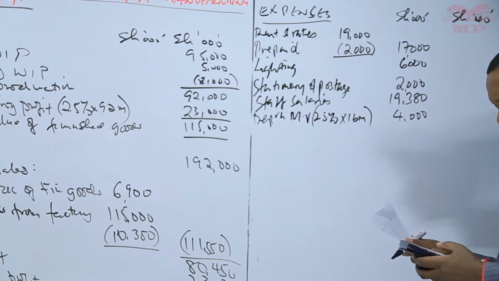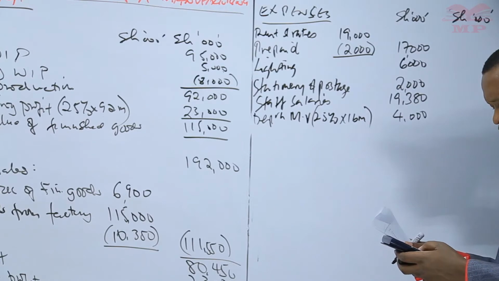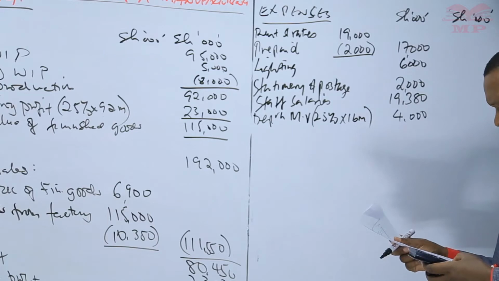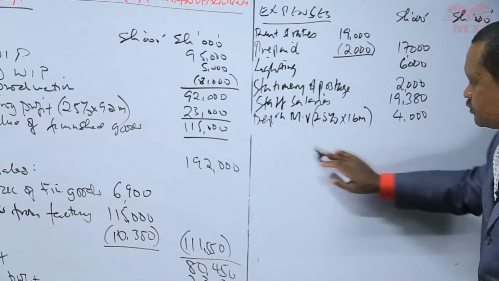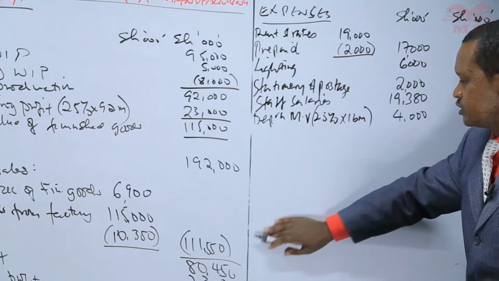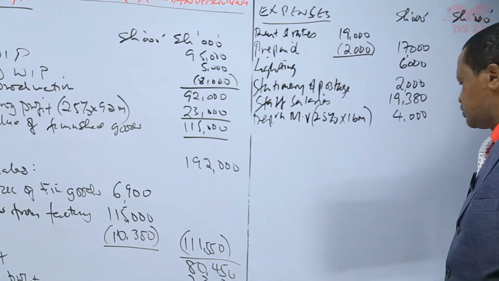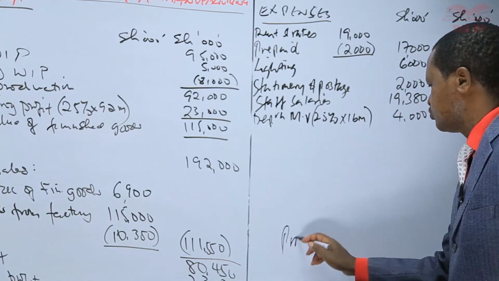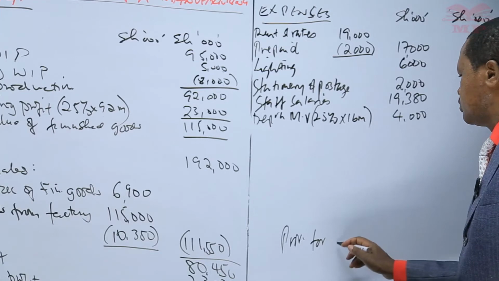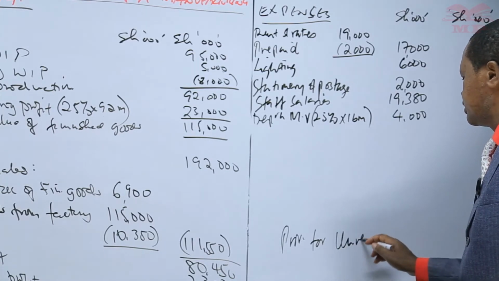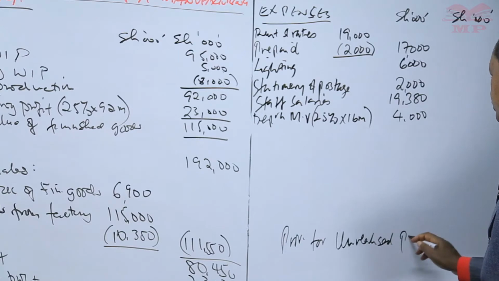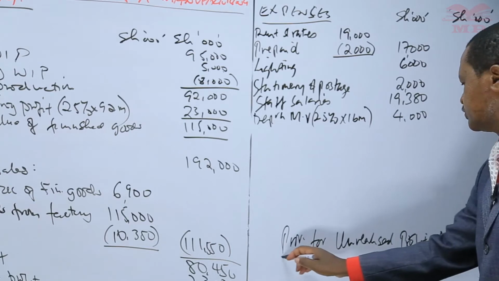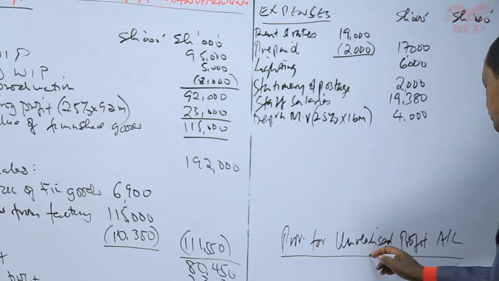Then what else? We've done everything apart from provision for unrealized profit. Provision for unrealized profit. This was the subject of today's lesson. So we have to open a working provision for unrealized profit account. Provision for the unrealized profit account.